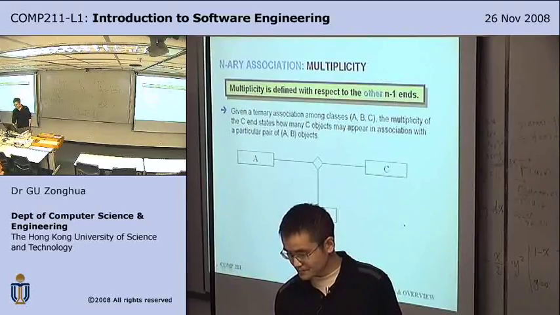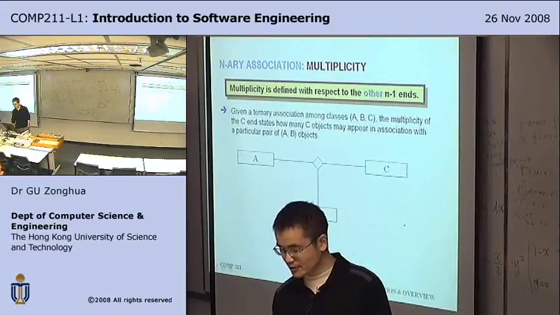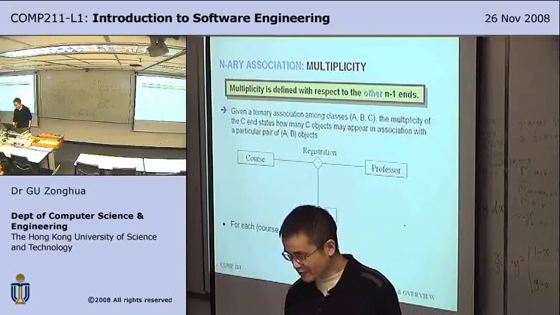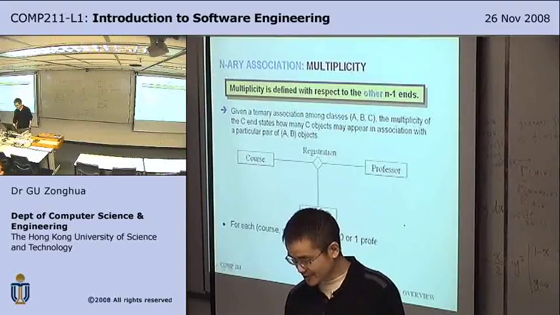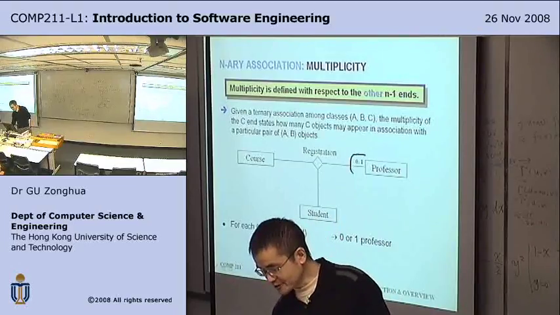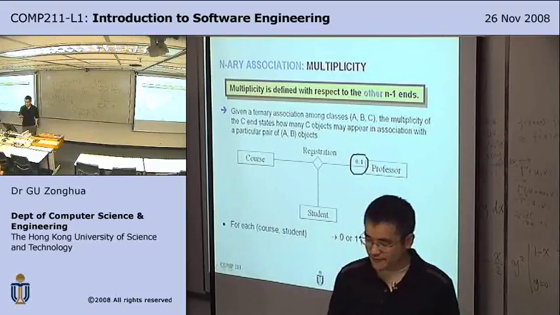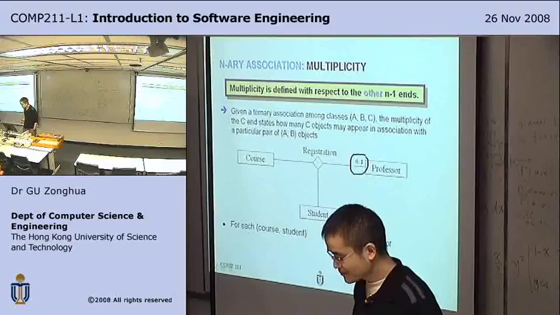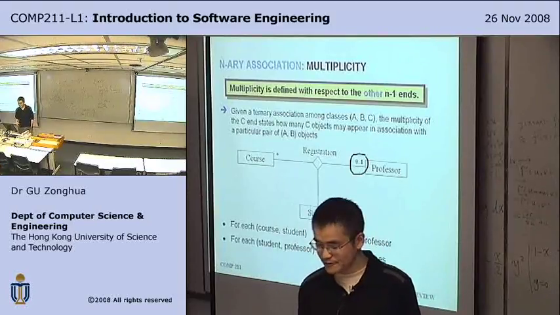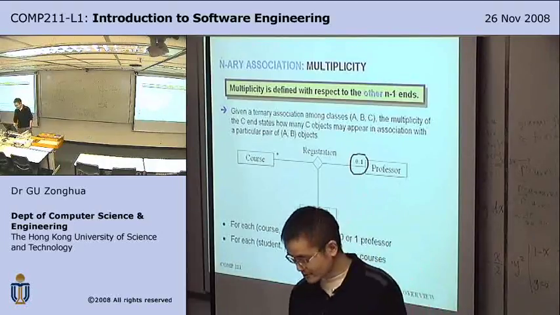So for ternary associations, multiplicity is more involved. So here the multiplicity says 0 or 1 professors for any pair of course and student, and many courses for any pair of student and professor.